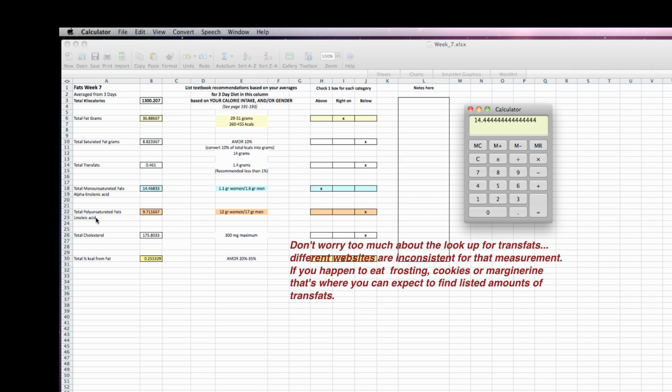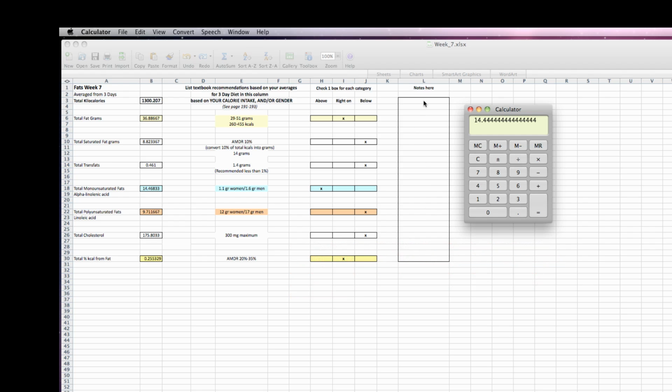Being in the range for these two areas is good because these are healthy fats. This is the one you want to stay below 300, and then go ahead over here and do your evaluation. I wouldn't mind if you wrote me some little notes so I can see what you're thinking or what your questions are, or if you're having some concerns, and I will respond to you in my grading feedback.